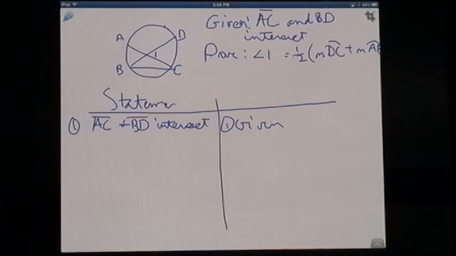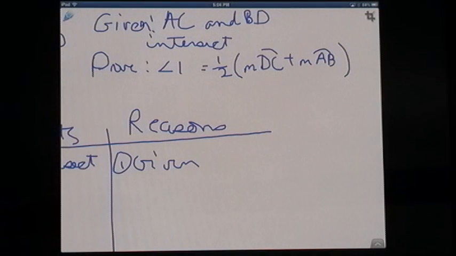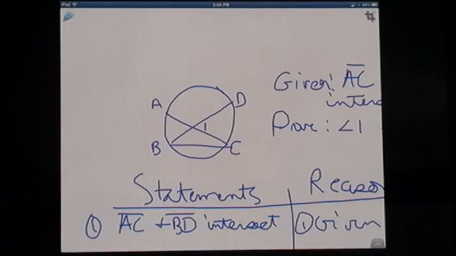Okay, so let's look at what we know. I always say mark everything you know. You know AC intersects BD, but that doesn't really tell you anything. There's nothing to mark on the figure. So what you need to look at is the 1/2 here. Okay, look over at your figure. Do you have anything on that figure that says anything about 1/2? Because you're going to have to find a way to get that 1/2 into your statements. You got to be able to say something that gives you 1/2.